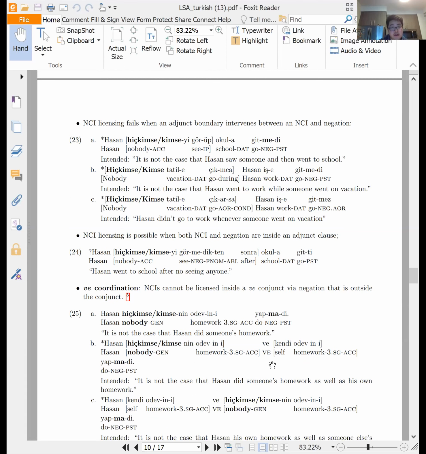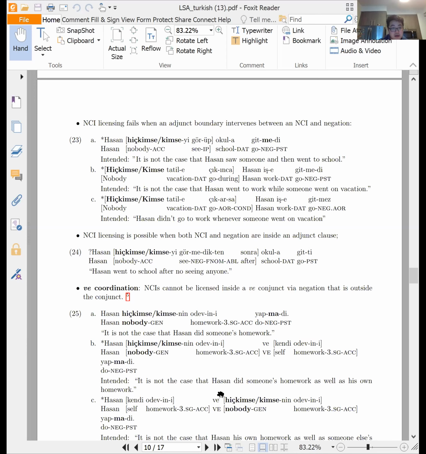Interestingly, NCI licensing fails when an adjunct boundary intervenes between the NCI and negation. So 23 shows three different types of adjunct clauses that block licensing of the NCI when the negation is outside the adjunct and the NCI is inside the adjunct. Note that 23a, you might have noticed, is basically an IP coordination that we have previously analyzed as an adjunct, so I'm just adopting that analysis here. The fact that in this case, IP conjunct behaves the same as other types of adjuncts in blocking NCI licensing provides further evidence for the adjunction analysis from the previous section.